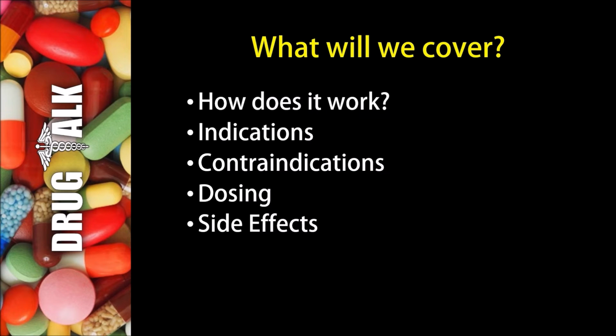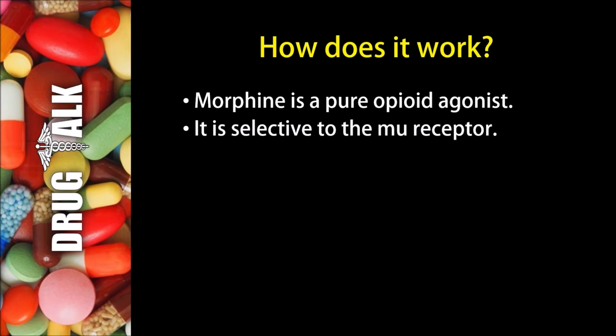So first, what will we cover in this presentation? We're going to start by talking about how morphine works. We'll discuss indications, or reasons we would prescribe morphine to a patient, then contraindications, or reasons we would not be able to prescribe morphine, followed by examples of dosing, and then stick around till the end where we'll talk about side effects with percentages. So how does morphine work?